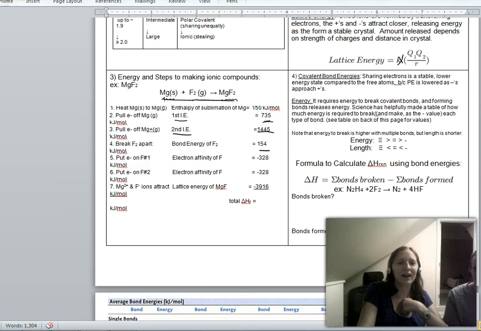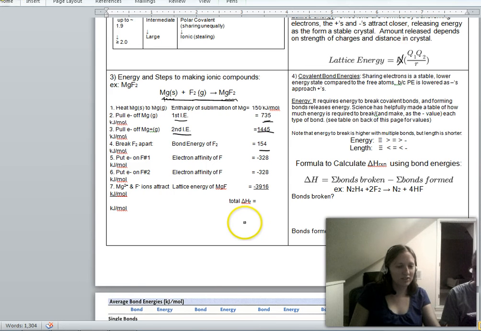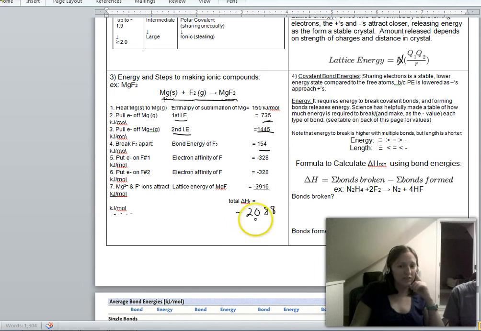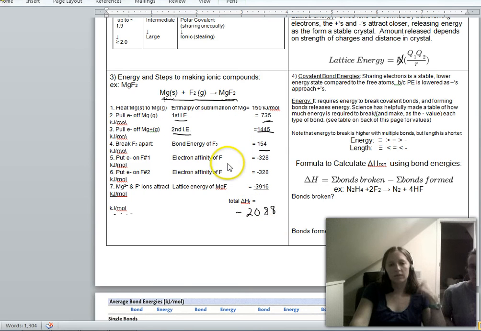I'm going to have to pause it and add. And the answer is, drum roll. It's a terrible drum roll. Negative 2,088 kilojoules per mole. So what that means is when you make magnesium fluoride, you get a whole buttload of energy out. And that is all we were doing with ionic things.